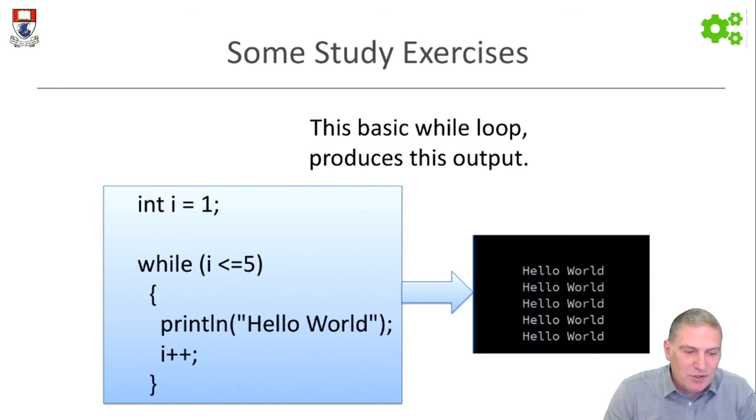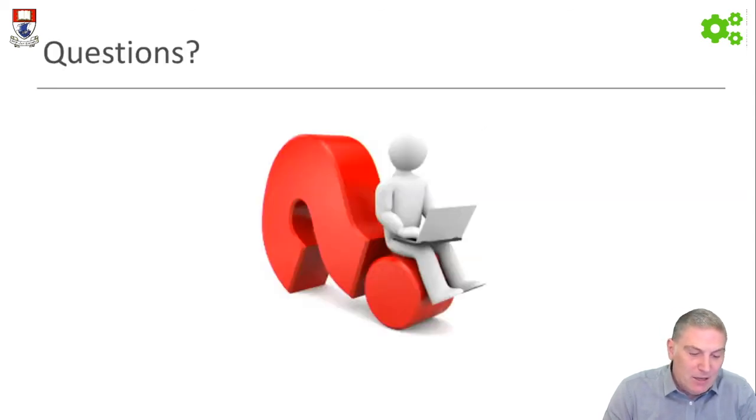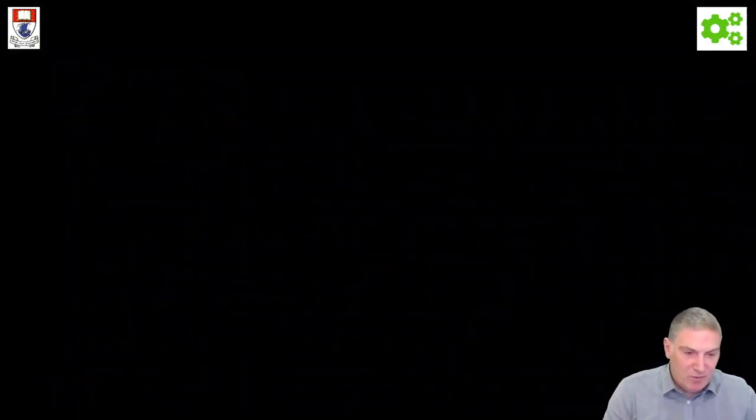The basic while loop produces this output. Here we're using the print line function that we looked at earlier in class, and we've got some additional questions for you to try in your own time. Change the code so that hello world is printed out 10 times. Change the code so that the numbers from 1 to 10 are also printed out. And change the code so that the numbers from 10 to 1 are printed out. In other words, you're going to go backwards. How would that affect the code that you write? Okay, so that's while loops.